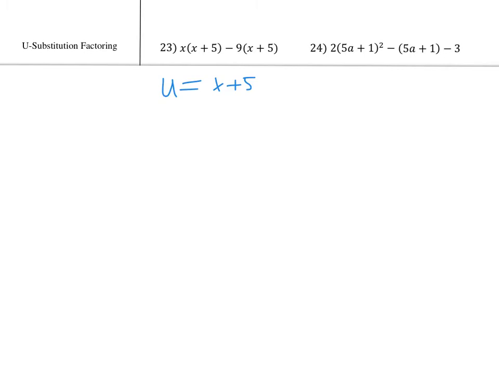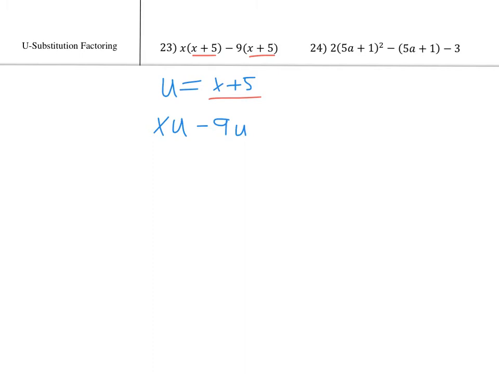And so now I'm going to rewrite this expression, but every time I see x plus 5, I'm not going to write x plus 5, I'm going to write u. And so I'm going to say x times u minus 9 times u. So you can see I replaced this x plus 5 right here and right here as I rewrote it with a u.